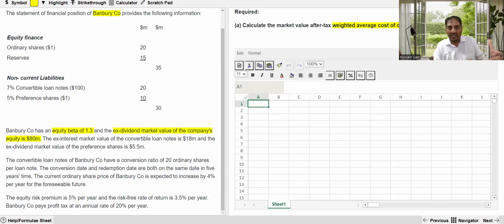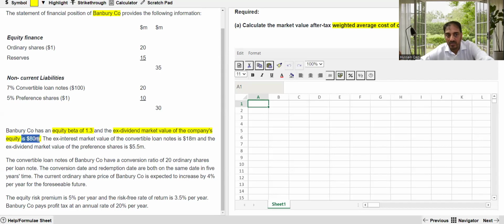So identify the figure of the ex-dividend. In simple words, we always require the market value of equity or market value of share, that's ex-dividend. If it's given ex-dividend, that's good. If it's not mentioned, by default it means ex-dividend. But if mentioned cumulative dividend, then we need to adjust the current dividend to identify the ex-dividend market value of equity or shares. Okay. Another important point, one more thing. It's a total 80 million.